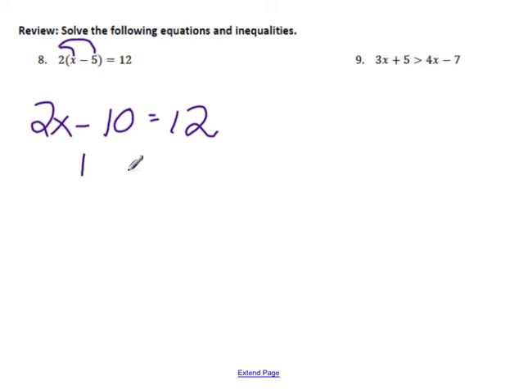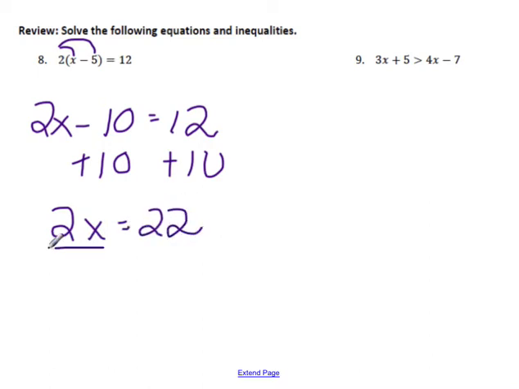So then I'm going to go ahead and add 10 to both sides, and I get that 2x is equal to 12 plus 10, which is 22. Then I'm going to divide both sides by 2, and I get that x is equal to 11. So that's your final answer for number 8.